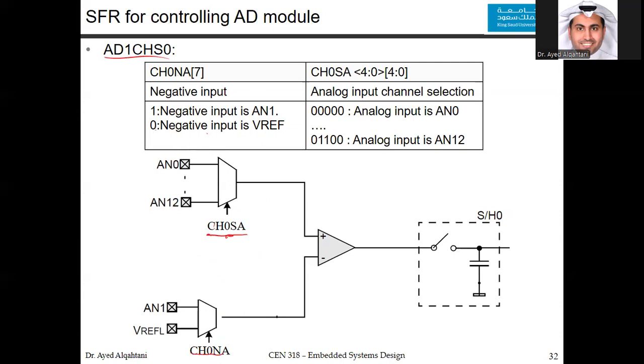Now, to configure the ADC, you need to specify the values of these 4 special function registers: the first control register, the second control register, the third control register, and this register. Some of them are very easy. This one is very easy. You just decide which channel you want to use. This one is always connected to ground, so you don't have to worry about it.